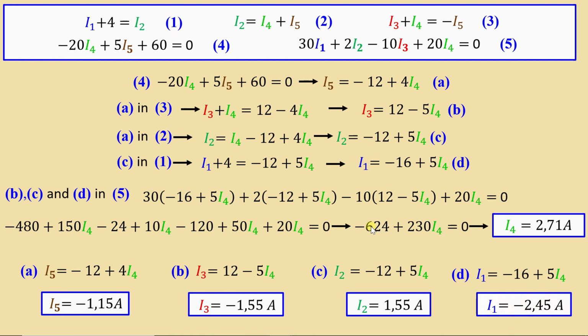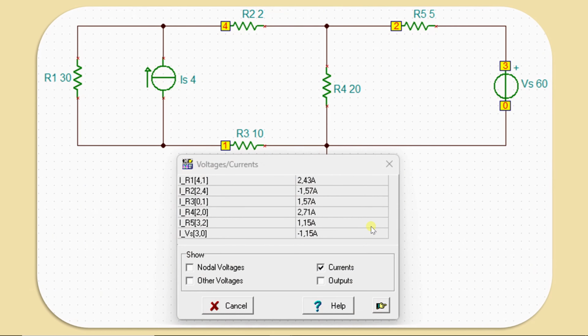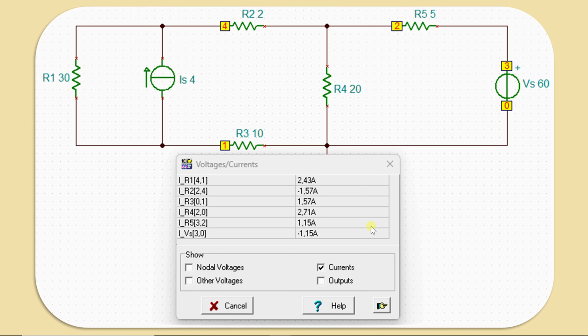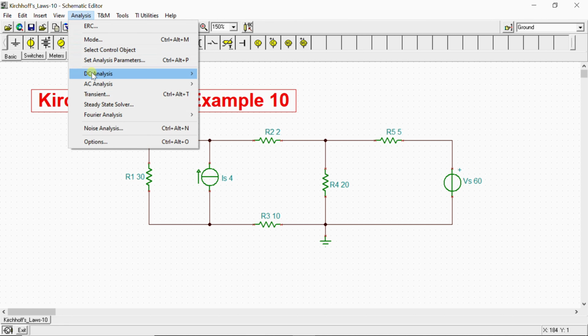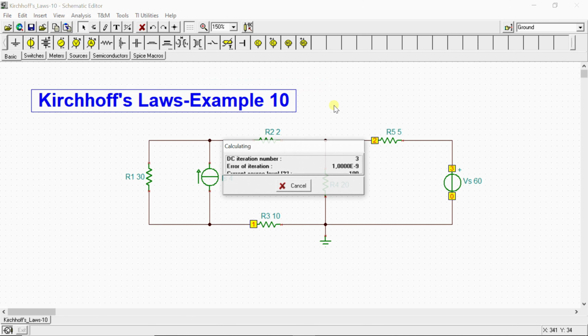After we finish the calculation, we have done a simulation using the SPICE simulator in order to verify our calculation. Let's go together to the SPICE simulator. Here is the circuit done with the SPICE simulator. We can see here this is resistor R1, this is the current source IS, resistor R2, R3, R4, R5, and this is voltage source VS 60 volts.